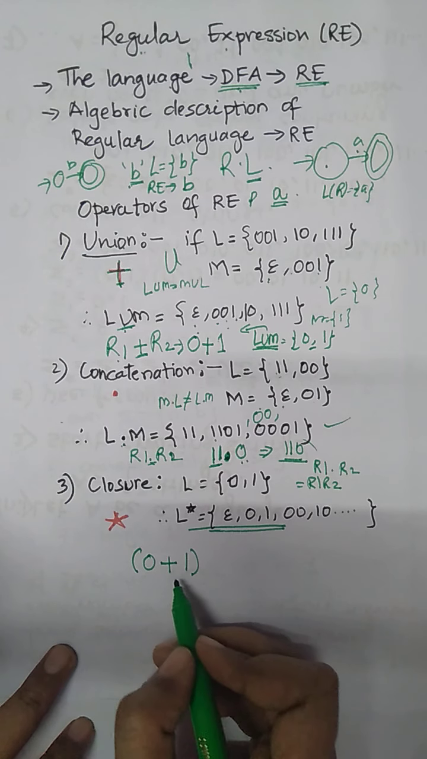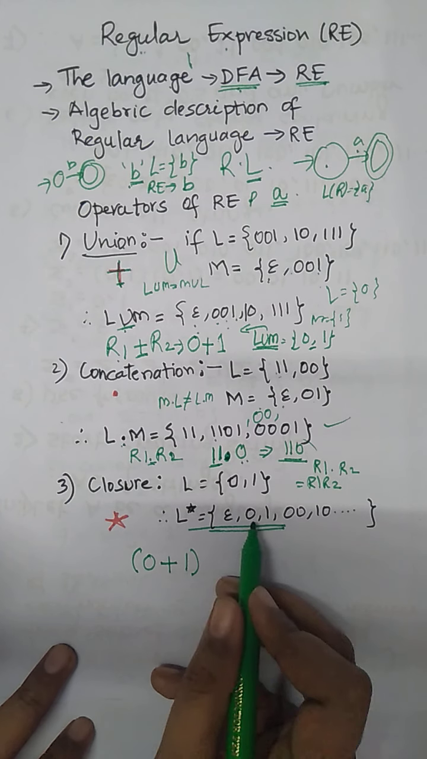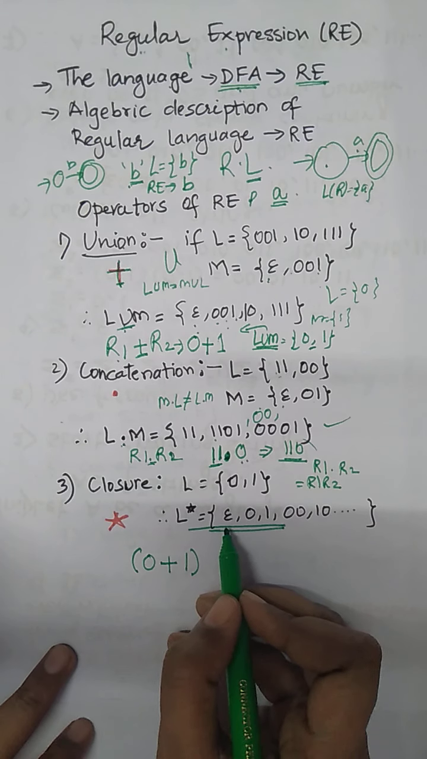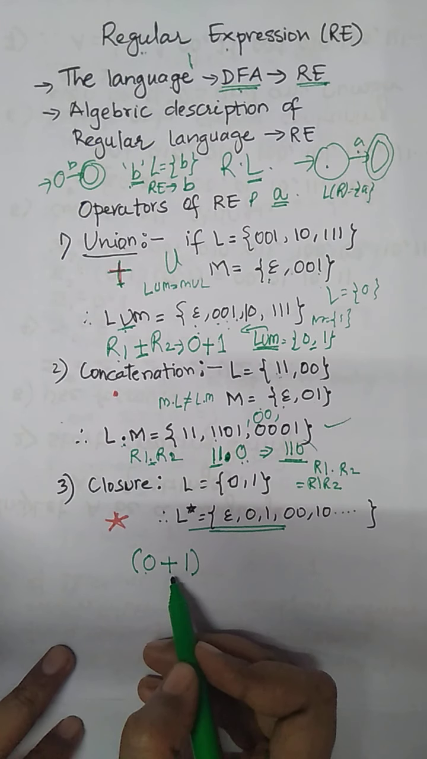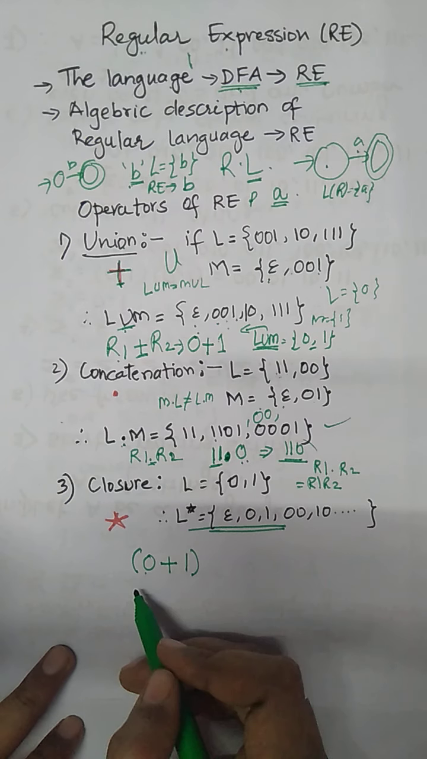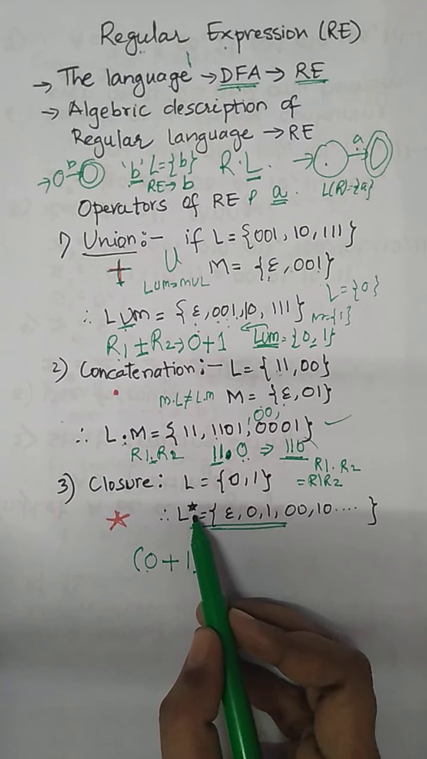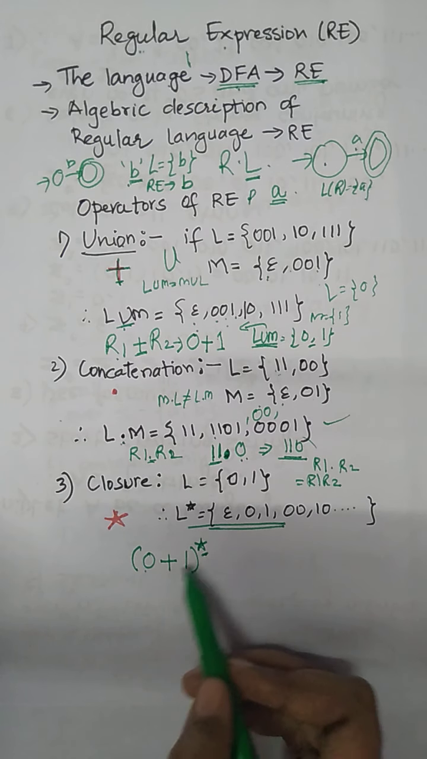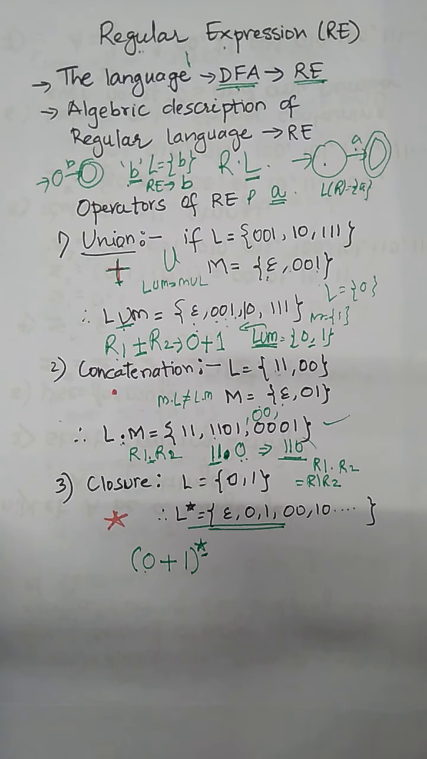And the closure: 0 plus 1 means either 0 or 1, and the closure gives all the combinations of zeros and 1s. So what does this L closure indicate? This is the language that contains the strings having all the combinations of zeros and 1s. So for either 0 or 1 we put plus, and for any combination we put an asterisk here. That means whatever asterisk we put on the language symbol L, we use here, because this is the way of converting the language notation into regular expression notation.